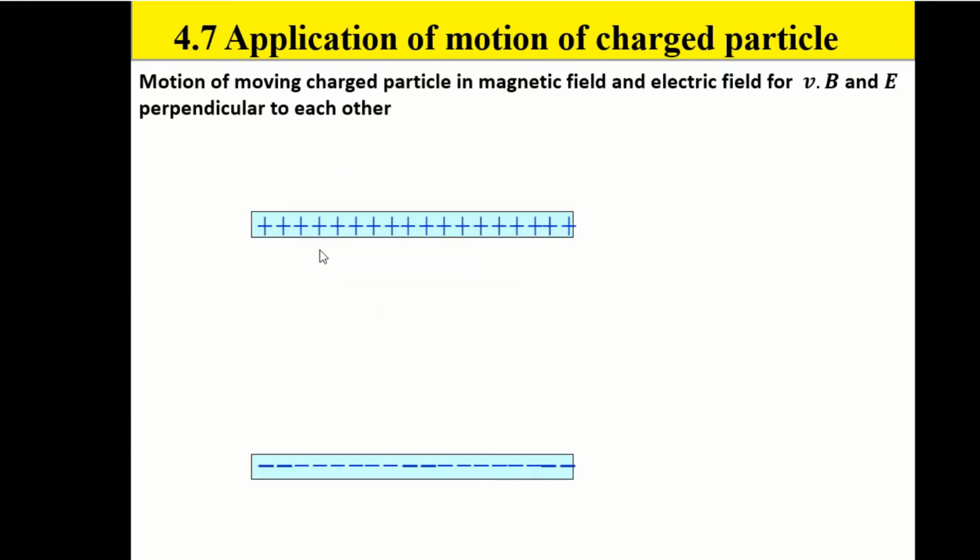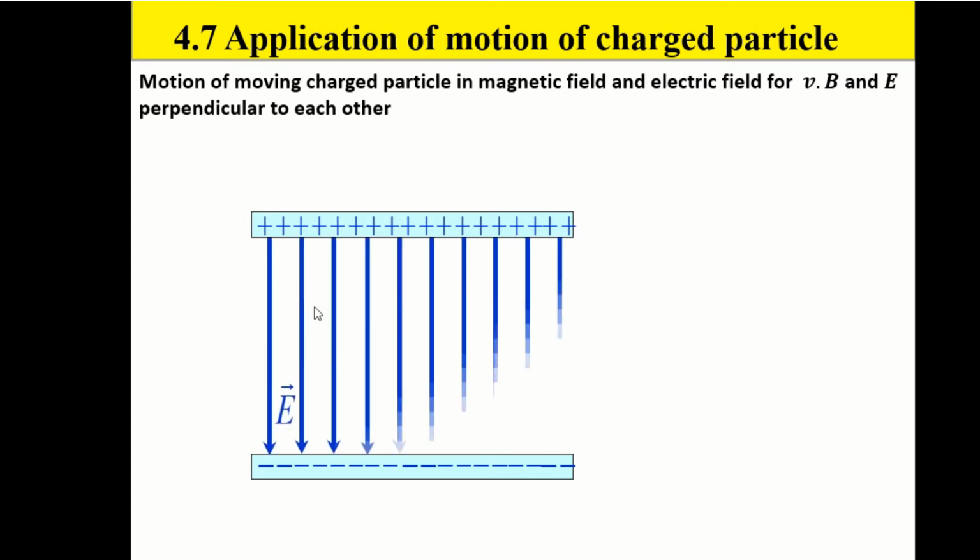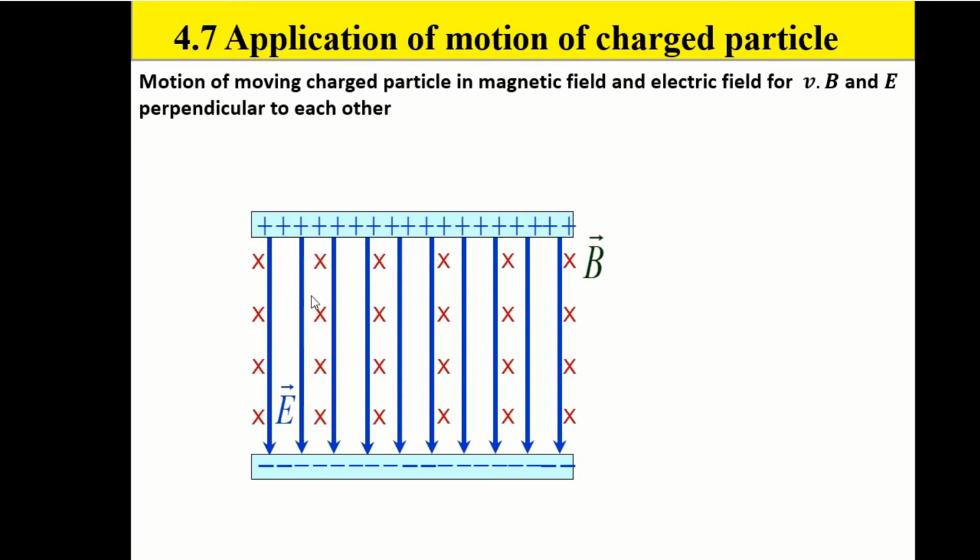The velocity selector consists of two parallel plates, where the upper plate is positive and the lower plate is negative. So, the direction of the electric field is downward. At the same time, we have magnetic fields that are perpendicular to the electric fields. Let's say positively charged particles enter the velocity selector. The direction of the velocity is always perpendicular to the electric fields and also the magnetic fields.